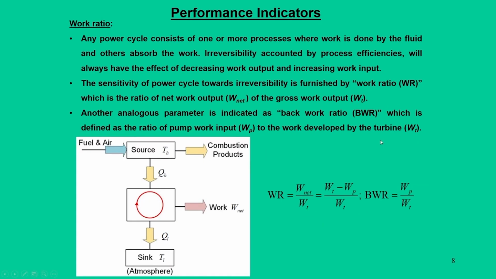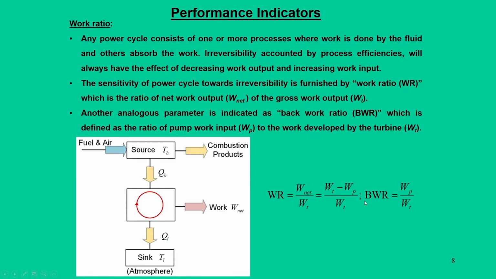Then, moving to the next parameter, which is the work ratio. As I mentioned earlier, the net work consists of two parts, one is the turbine work, the other is the pump work. The difference between these two we call the net work, but the gross work is defined by the turbine work. So, the work ratio is defined as net work to gross work, so W net by turbine work. Many books also refer to it, instead of work ratio, as the back work ratio.